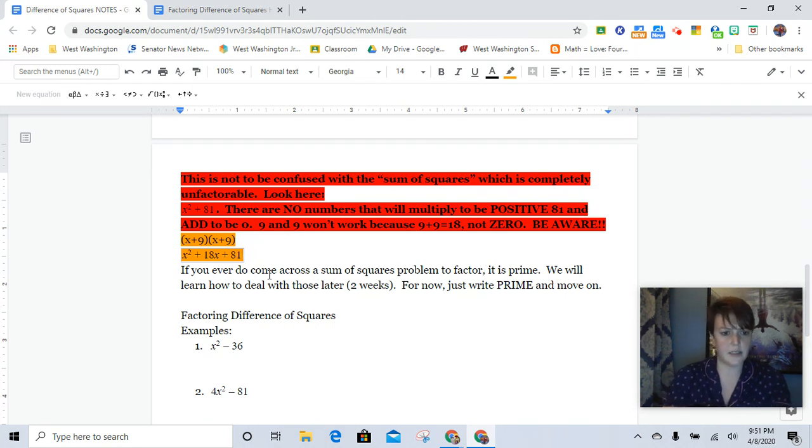We will learn how to deal with the sum of squares later on. We're going to get a special formula. It's going to be probably one of the last things that we do whenever we're learning how to solve quadratic equations. It's actually not too bad.